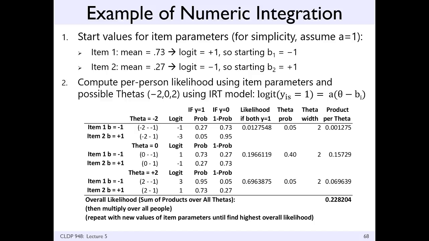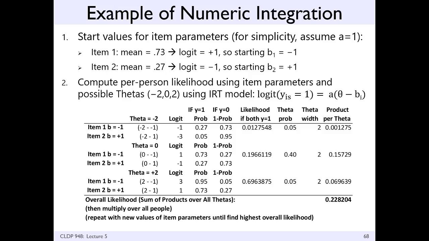So I'm just trying out a theta. Assuming that I know what b is, if I plug it into my IRT formula, that gives me the predicted logit that y equals 1. So for item 1, if I try on a theta of -2, the predicted logit that y equals 1 is -1. That corresponds to a predicted probability of a 1 of 0.27, or a predicted probability of a 0 of 0.73.